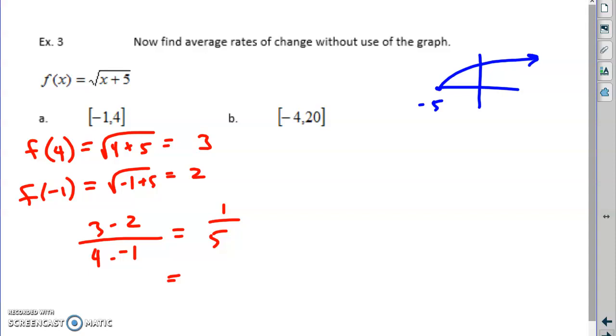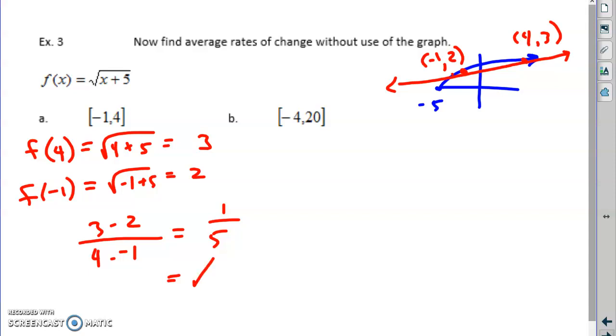Because at -1, this point was 2, and at 4, the y value is 3. So as you can see, the slope of that line through the points -1, 2 and 4, 3 is very gradual, up 1 over 5. Perfect.